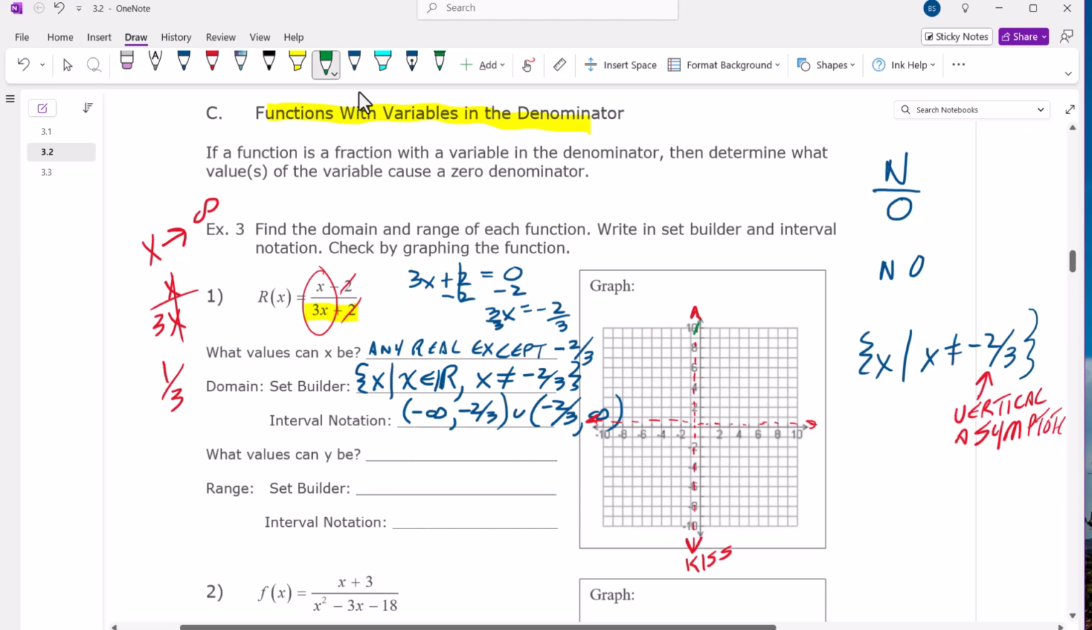This graph's going to look something kind of like this. It gets close to the asymptotes, but it never reaches the asymptote. It just gets close to it. Like I say, it's like kissing the asymptote. Okay, so it goes like that.